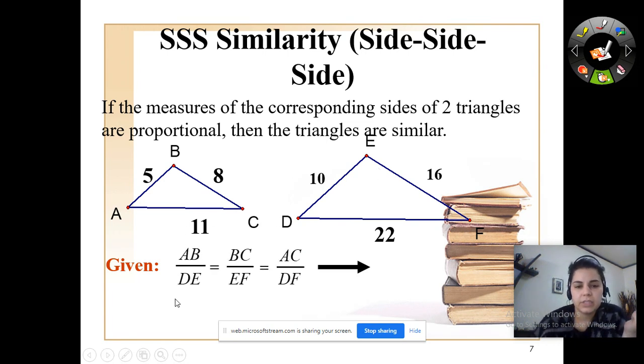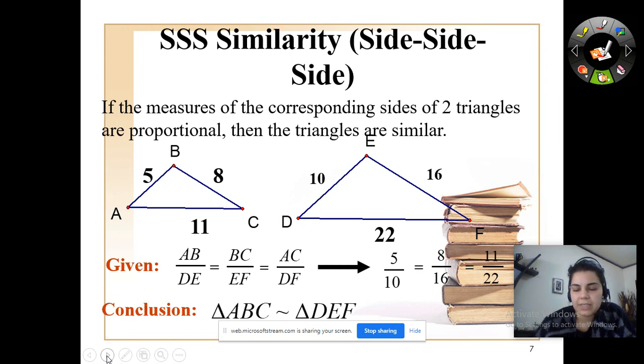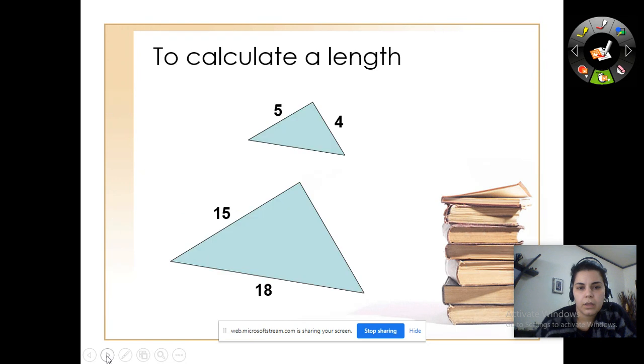So in the given, the ratios are equal. If I do AB over DE, it gives me half. If I do BC over EF, it gives me half. AC over DF gives me half. So they are proportional. I can take the bigger over the smaller. You can choose any way you want. If you take the bigger over the smaller, the ratio will be 2. So I have this relation, so it means that the triangles are similar. It's very easy, okay? And that's it.